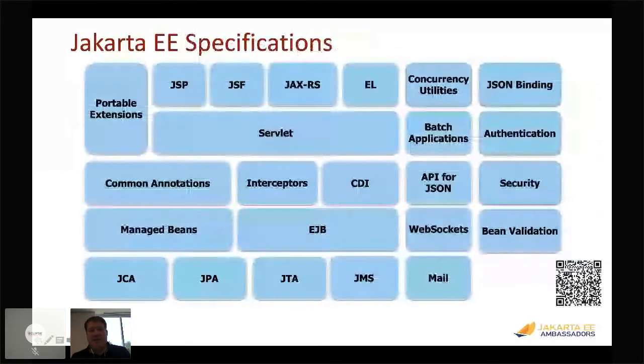Jakarta EE is made up, as I mentioned, of multiple specifications. These specifications you can, in many cases, use independently of a container, so you can build a standalone application using them, but it's composed of many different features that people work on individually. We've got JSON bindings, we've got APIs or specifications for servlets, enterprise Java beans, messaging, persistence, etc. So it covers the gamut of practically anything an enterprise application would need to do.